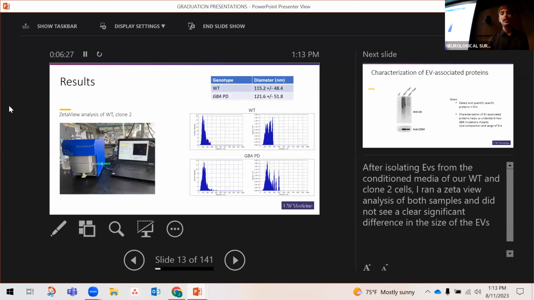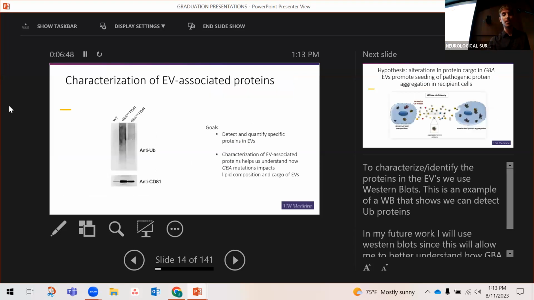In this slide, you can see results that I obtained using the ZetaView to look at the size of the vesicles for our wild type and our GBA Parkinson's disease patients. We observed no statistically significant difference, but it's really cool to be able to observe the different sizes of the vesicles since they're really small biological systems.